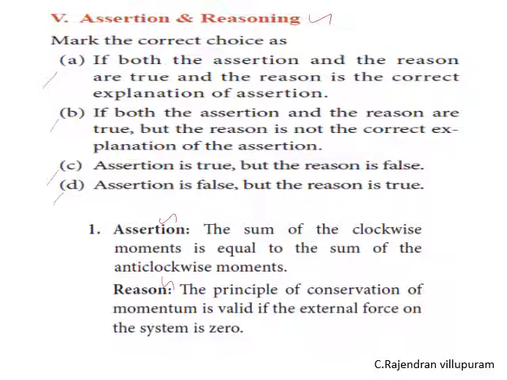A, both assertion and reason are true and R is the correct explanation of the assertion. B, both are true but R is not the correct explanation. C, assertion true, reason false. D, assertion false, reason true. You have to identify what type of statement it is.